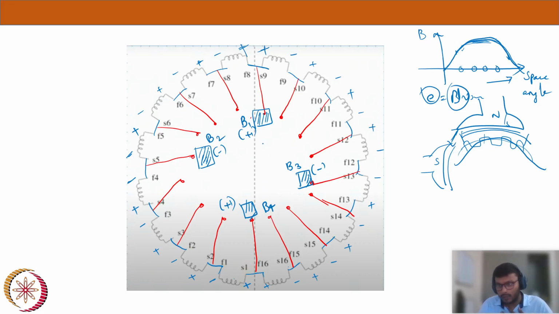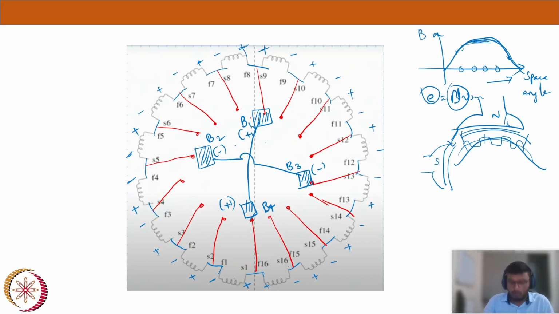Ultimately I want to get a DC output, right? That is, plus will be there and minus will be there. Now I have two negative brushes and two positive brushes. I will just connect these two brushes through a connecting wire, that doesn't matter. And now I have connected these two.